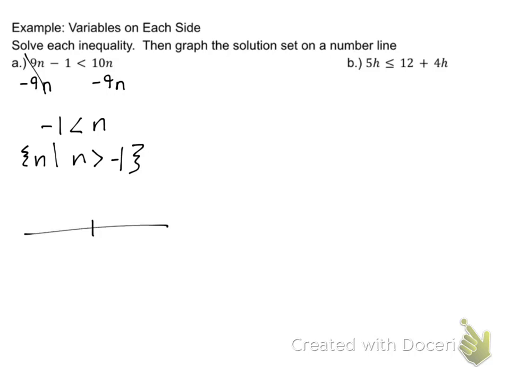Graph it. What's my anchor point? Negative 1. Open or closed? Open, because there's no equal sign. 0 is over here. Is 0 greater than negative 1? Yep. So I'm going to shade that direction. Done.